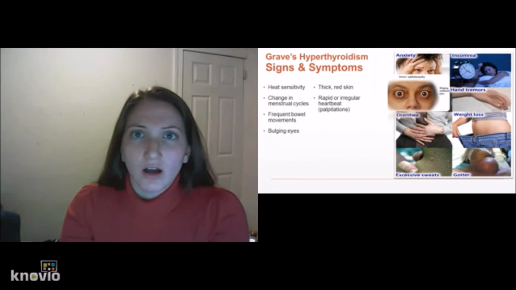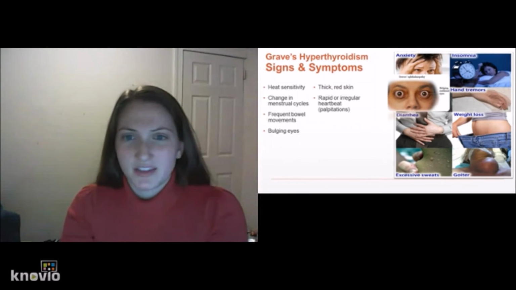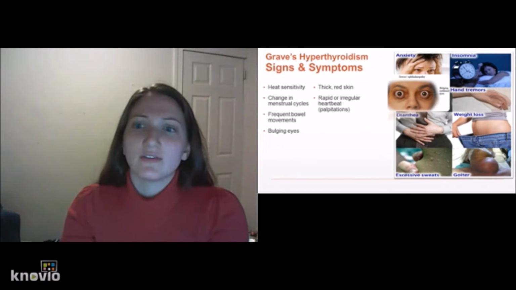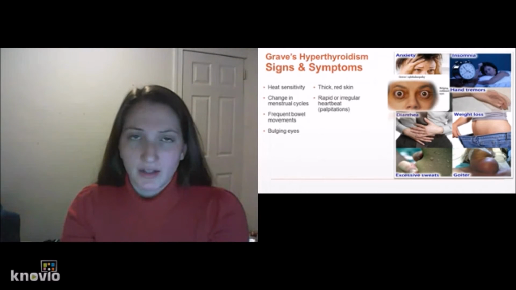The other uncommon sign and symptom is thick red skin, usually on the shins or top of your feet. This is Graves' dermopathy, which again is a very uncommon symptom among the symptoms.